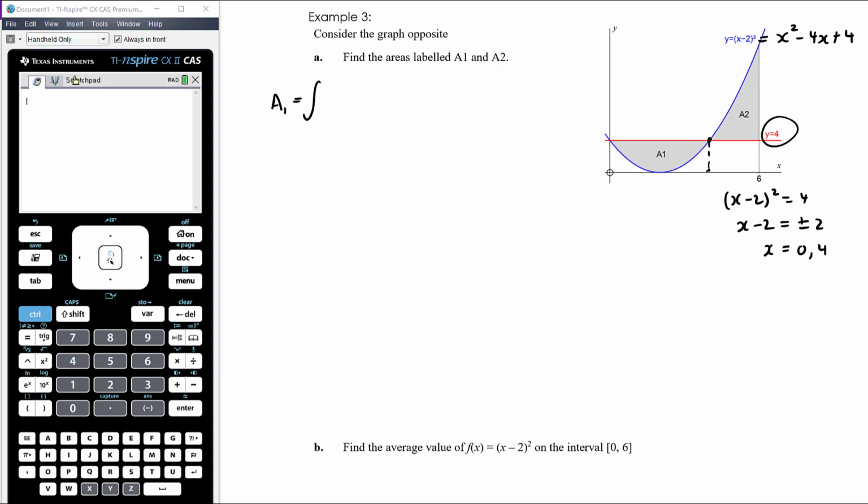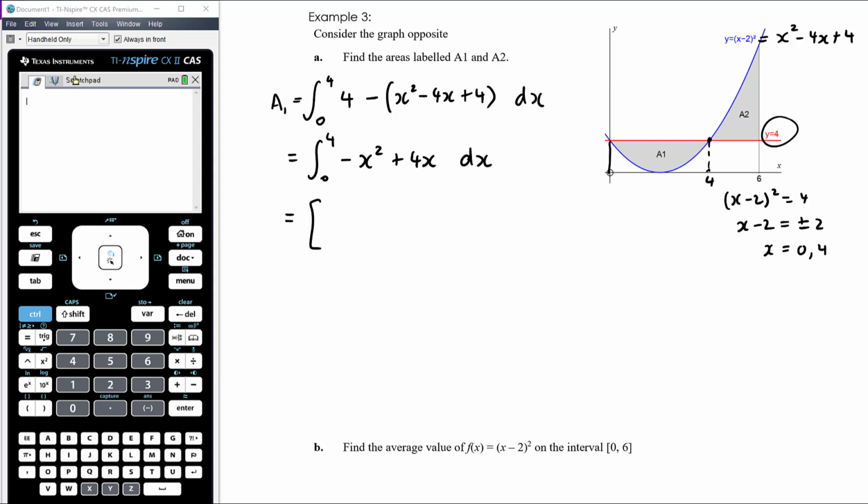So this must be 4. And obviously 0 we can see back here. Okay, so area 1 would be the integral from 0 to 4 of the top function, which in this case is y equals 4, minus the bottom function, which is, I've expanded it out already, x squared minus 4x plus 4. Okay, so let's just tidy that up before we anti-differentiate. So we're going to have negative x squared, we're going to have negative negative, so plus 4x, and we've got 4 minus 4, so the constants cancel out there.